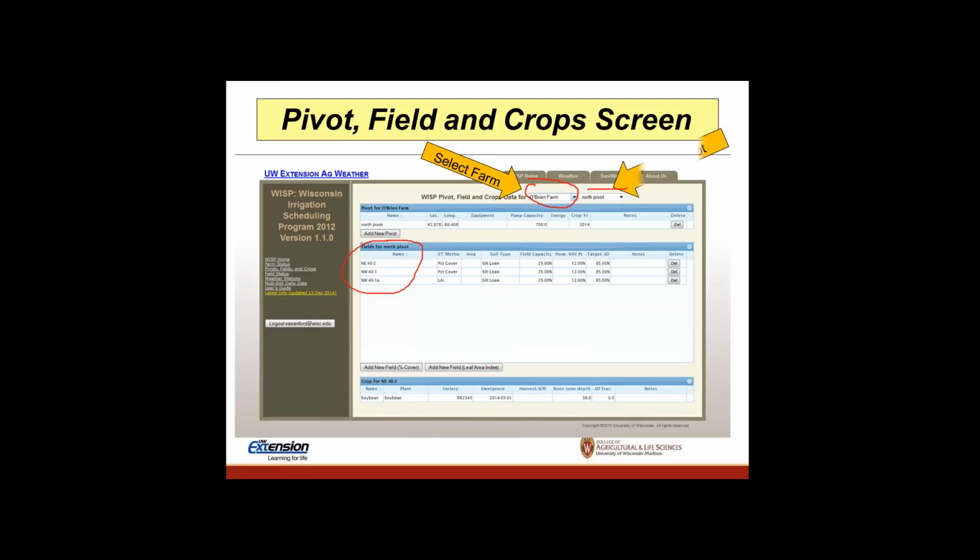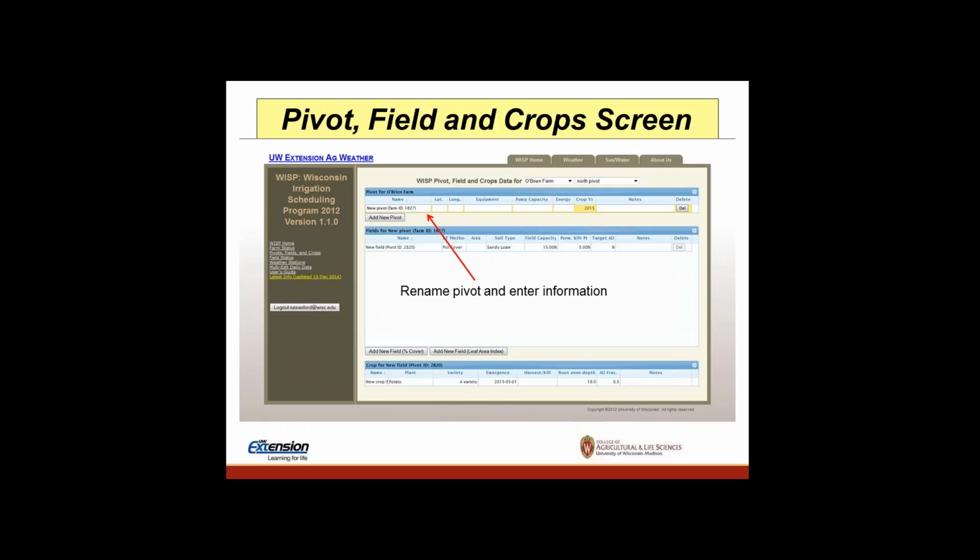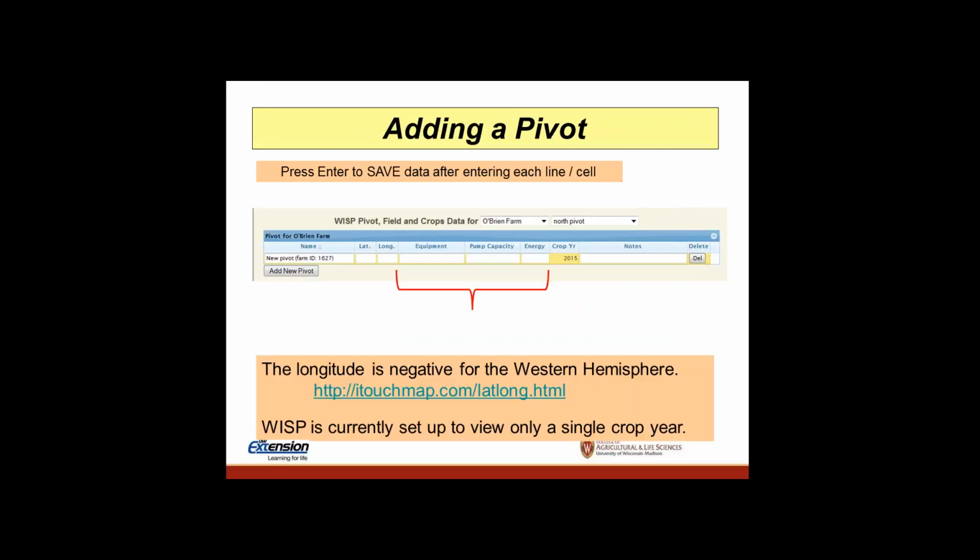So going through this, we've already talked about these fields and where we can get to them. So I added a new pivot. I just showed you how I renamed that pivot. So the equipment, this stuff is optional. I don't have to put these things in. It's going to default to the current year. And then you need latitude and longitude.